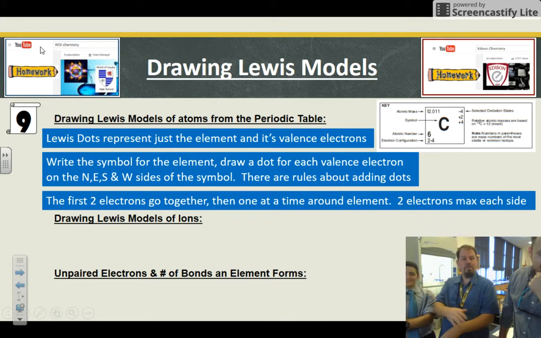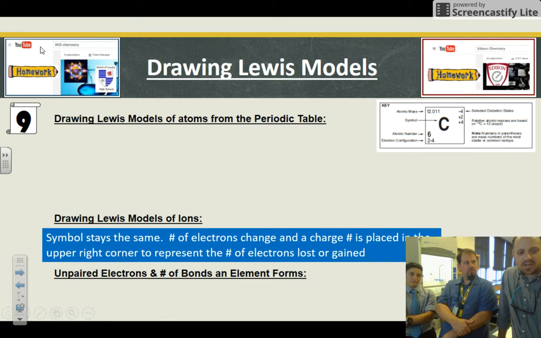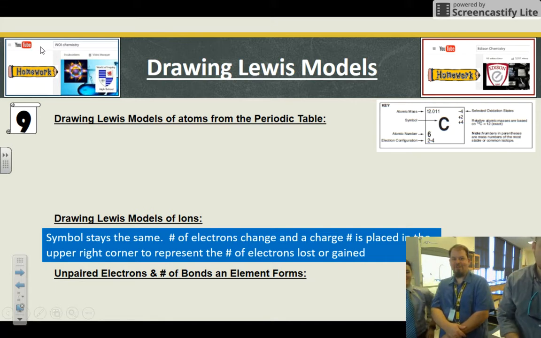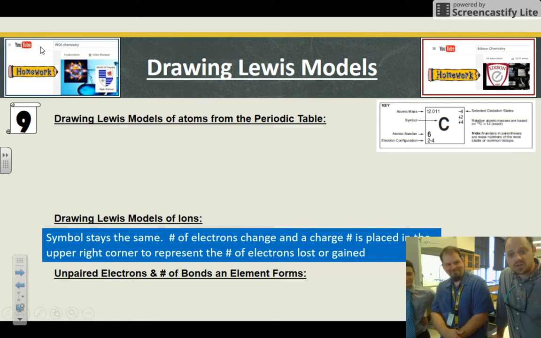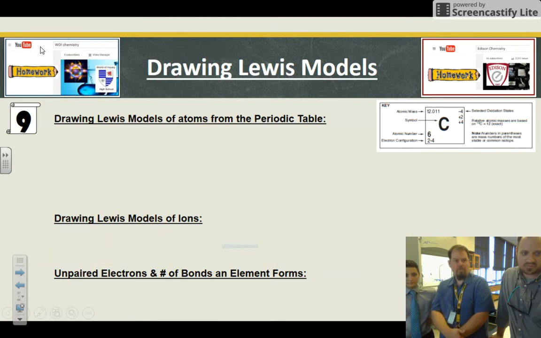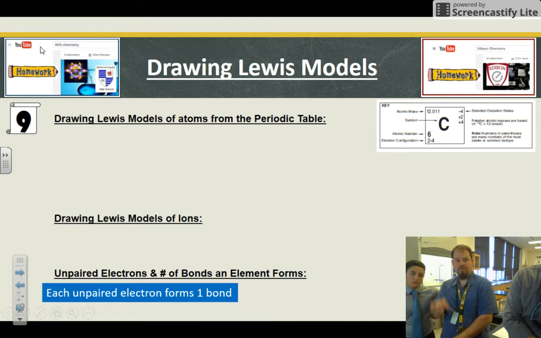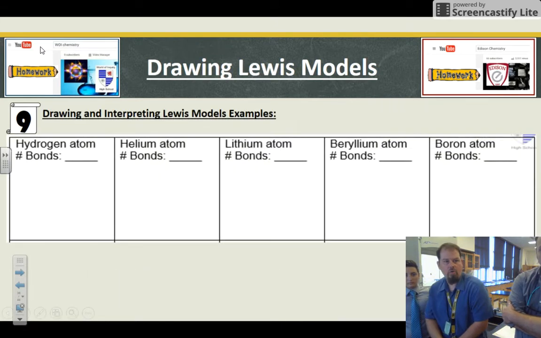Let's draw the Lewis dots of ions. Ions have gained or lost an electron, specifically in the valence shell. The symbol stays the same. The number of electrons changes, and a charge number is placed in the upper right corner to represent the number of electrons lost or gained. We do have to include the charge or it will be wrong. For each unpaired electron, each dot can form 1 bond. If it doesn't have a partner, it's looking for one, and that would be the bond.